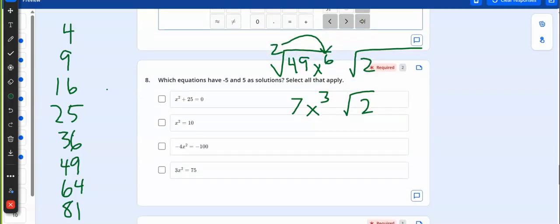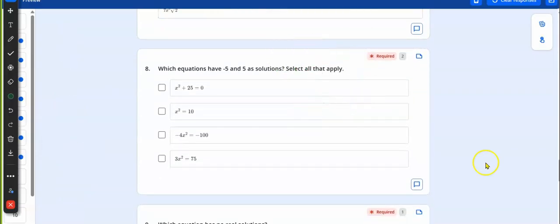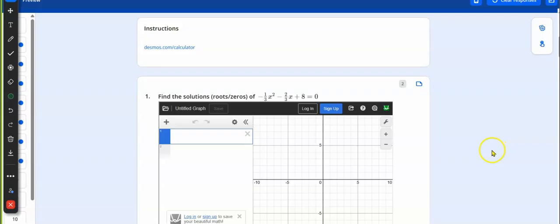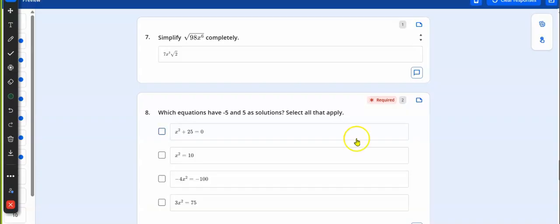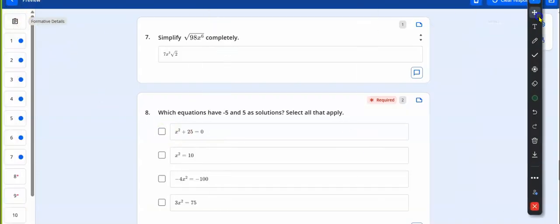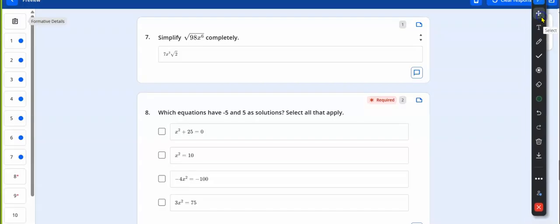Which equations have -5 and 5 as solutions? I hate it when it jumps. Maybe I should just do that. Here, I'll slide this over here. Okay. Now, for -5 and 5 to both be solutions, one of the things you could do is take -5 and plug it in and see if you get a good answer, or +5. So what happens when you plug in -5?